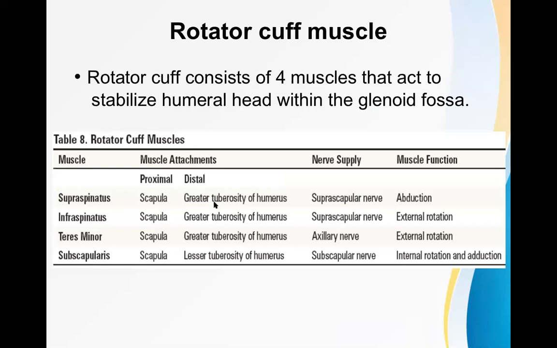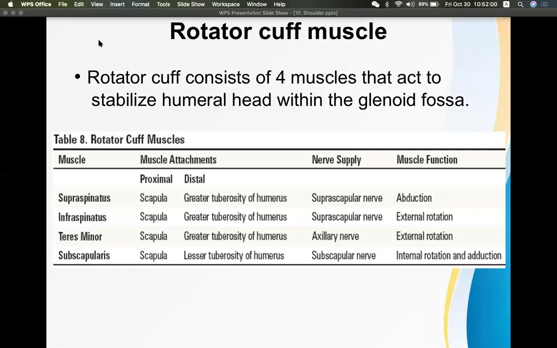Supraspinatus is attached distally to the greater tuberosity or tubercle of the humerus. Infraspinatus also at the same site. Teres minor also at the same site, but subscapularis is inserted on the lesser tubercle of the humerus.